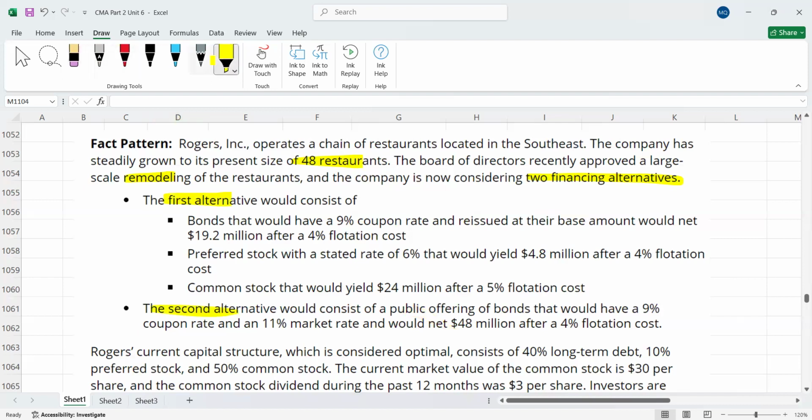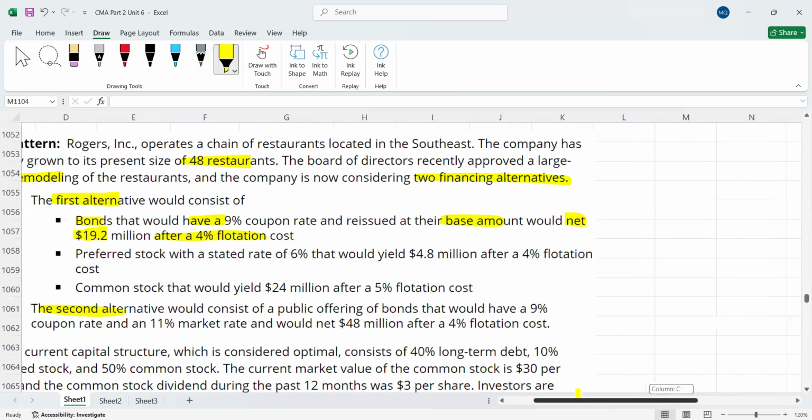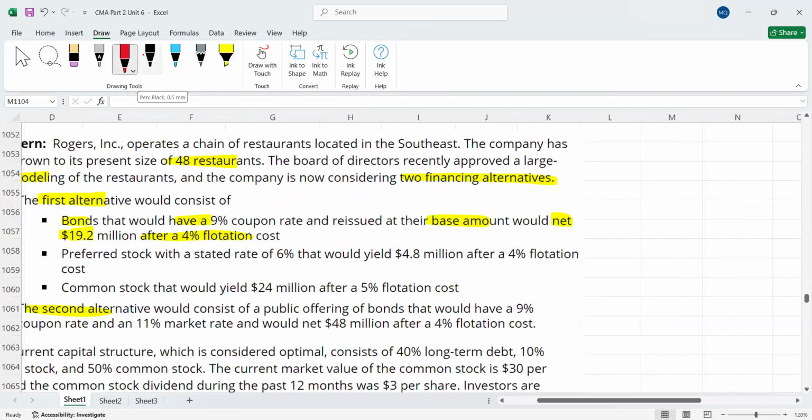First alternative is we can issue bonds that would have a 9% coupon rate and would net 19.2 million after a 4% flotation cost. So this 19.2 million is the net amount after flotation cost. Can you tell me the gross amount? Because its net amount is given. I told you net issue proceed we take as issue price minus flotation cost. So this is net issue proceed, right? Understood? And he told you net issue proceed is 19.2 million.